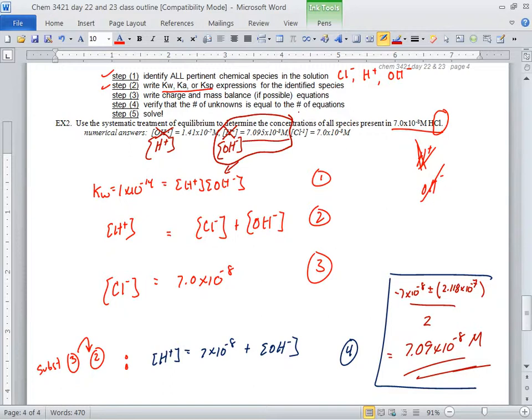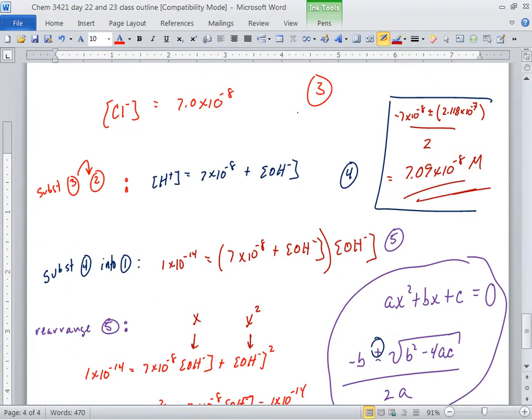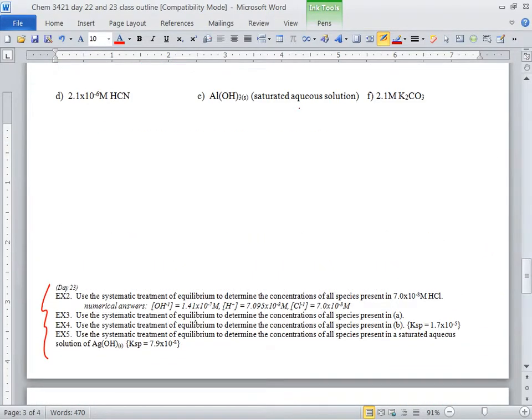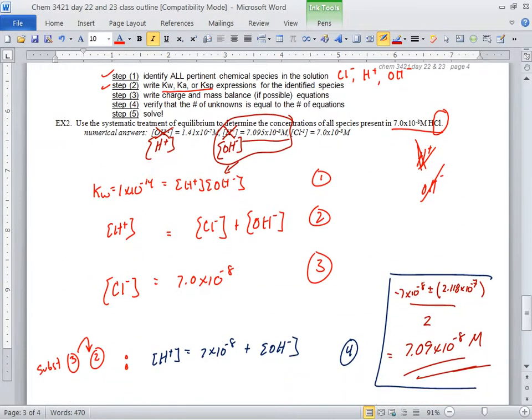So if you can get this to work, go on and try the rest of the homework. It said EX, what was the next one? EX3 or something. EX3, EX4, and EX5. So wait, Dr. Smith, the switches that you had put on there are correct? I think they're switched. Oh, they are switched? Yeah. Oh, then I got that. Yeah, hydrogen ion should be 1.41 times 10 to the negative 7.